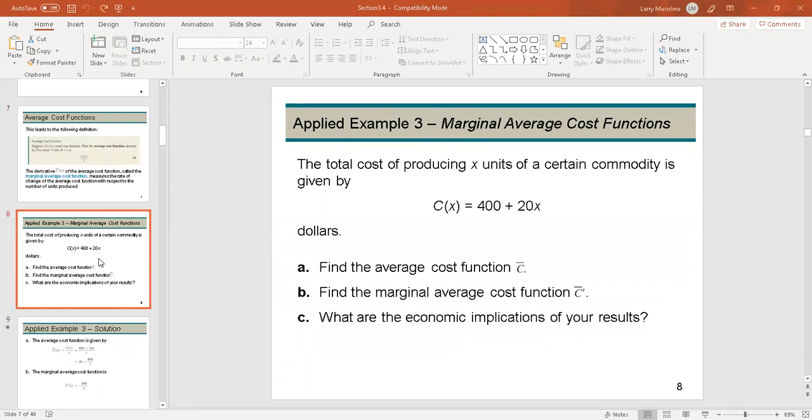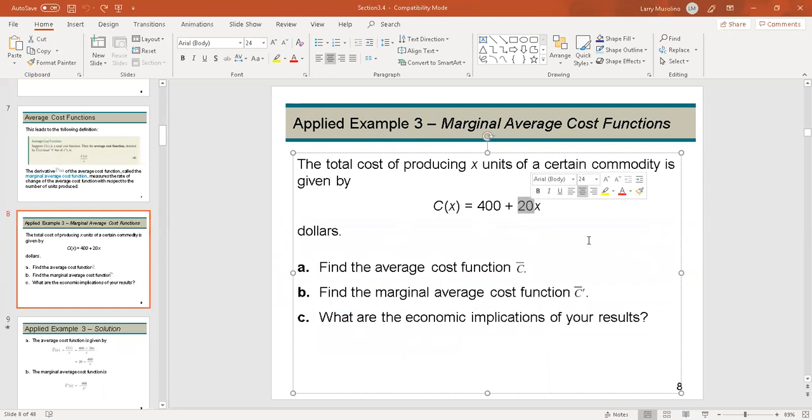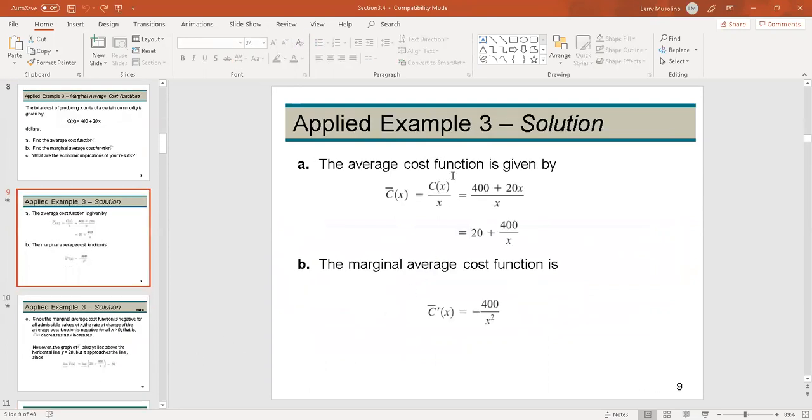So a quick example. Here is a cost function. You might remember this 400 represents the fixed cost. This 20 represents the variable cost. It says find the average cost function and then find the marginal average cost function. All right, let's find the average cost function first. Remember, you take the cost function, divide by x.